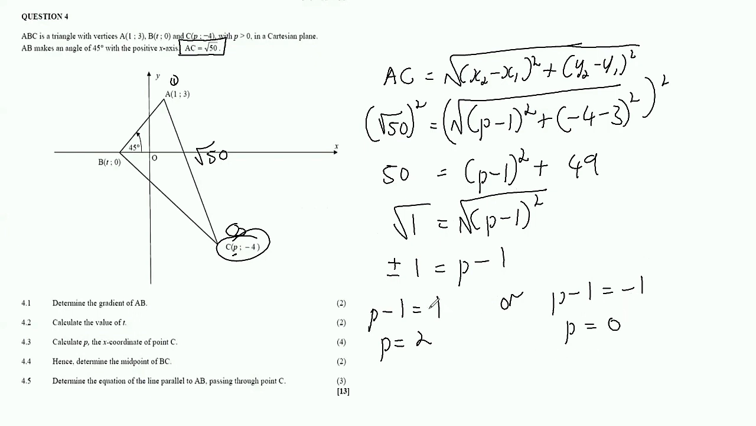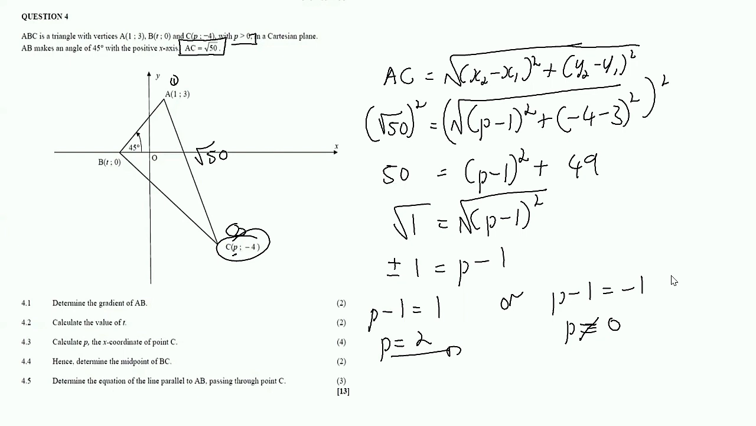So obviously they said where p is greater than 0. So now we can see the importance of that statement. p should not be equal to 0. It should be a value that is greater than 0. Looking at this, we can see that our p is greater than 0 for when p is equal to 2. So therefore, the x-coordinate of point C, p, is equal to 2. That's how you were supposed to approach that one for 4 marks. It was a pretty nice question there.